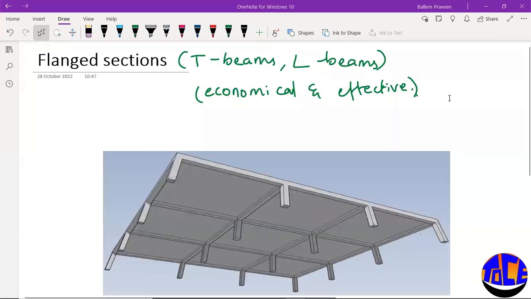Let us discuss flanged sections. Flanged sections are nothing but the T-beams and L-beams. Usually if you are designing for a flanged section, it will be more economical and effective.